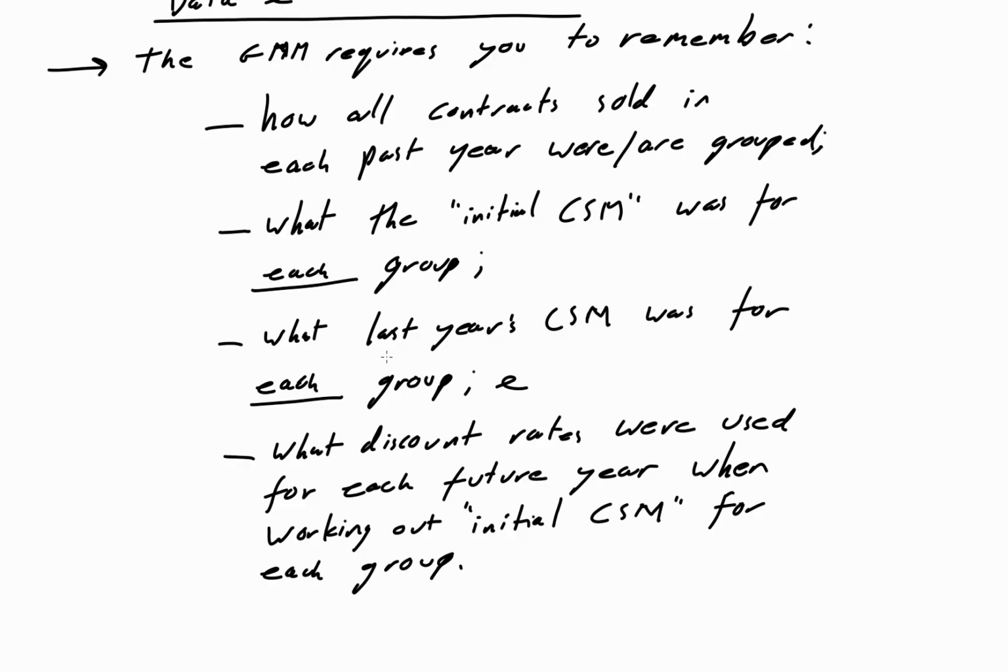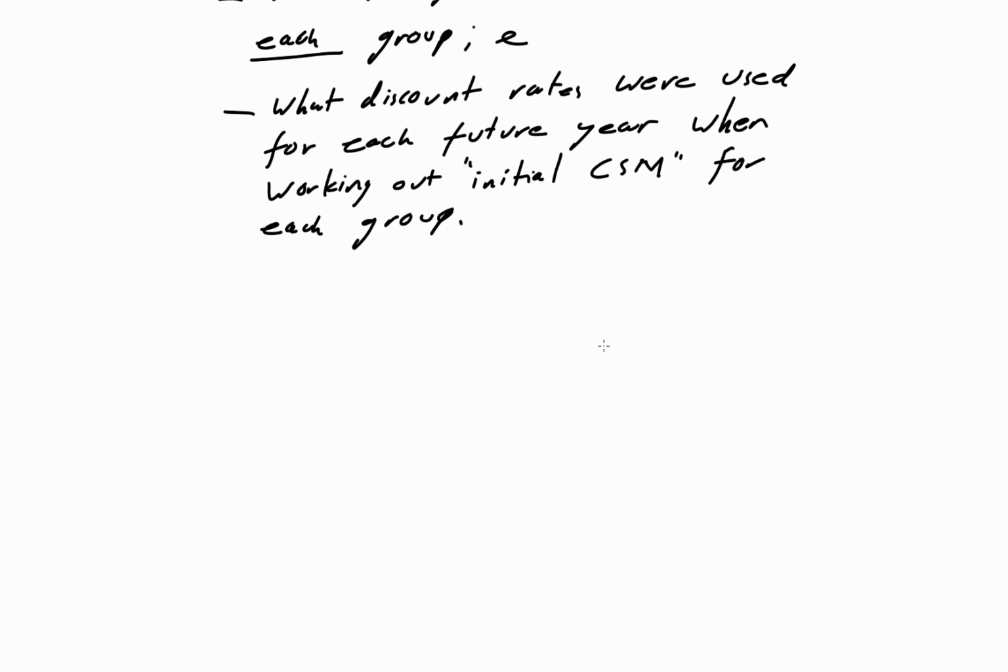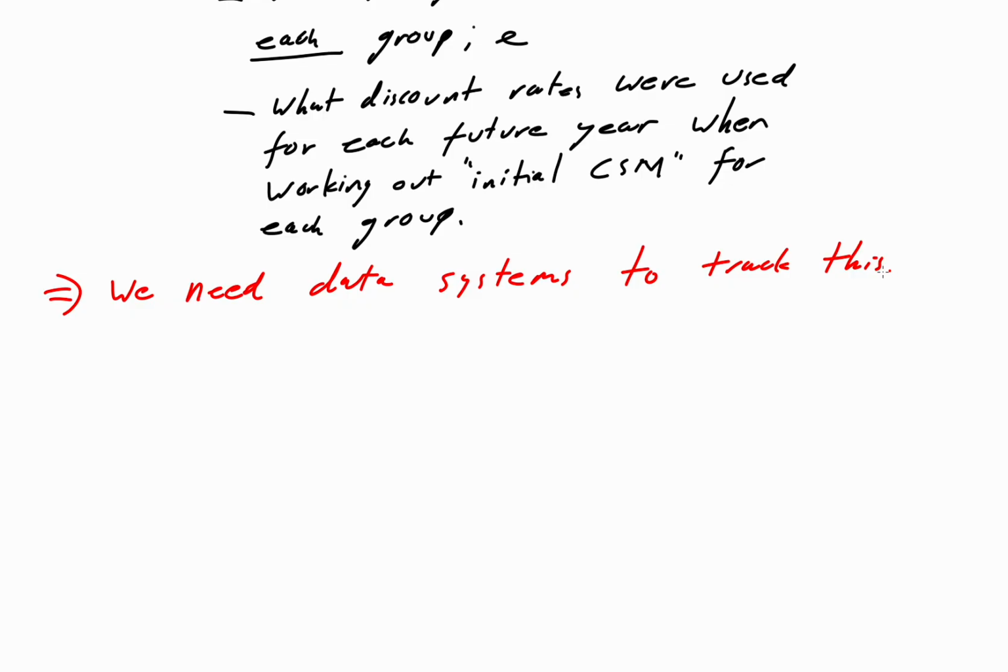So this is quite a lot of additional tracking that you wouldn't need to do with standard actuarial regulations, or for instance Solvency II type regulations. This is additional as a result of IFRS 17. So all of this implies we need data systems to track this.